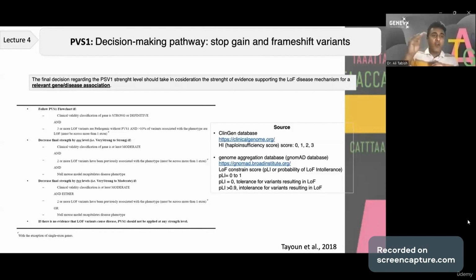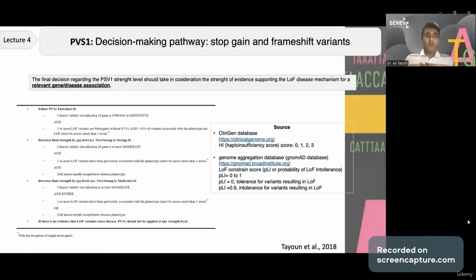So it goes like a flow, the PVS1 flowchart. We follow the PVS1 flowchart. If the clinical validity classification of a gene is strong or definitive, that means the gene-disease association is well established. Sorry, I'm mixing up two different things. So the gene-disease association is well established, and then there are 3 or more loss of function variants classified as pathogenic without PVS1, and more than 10% of the variants associated with a phenotype are loss of function across more than one exon. So if these criteria are met, we can have considerable statistical evidence and confidence that we can apply PVS1.